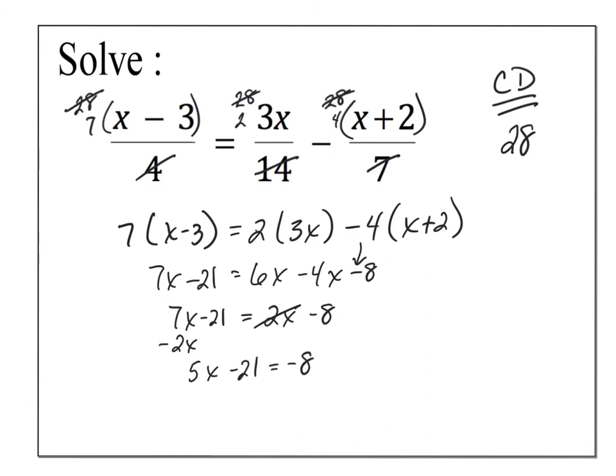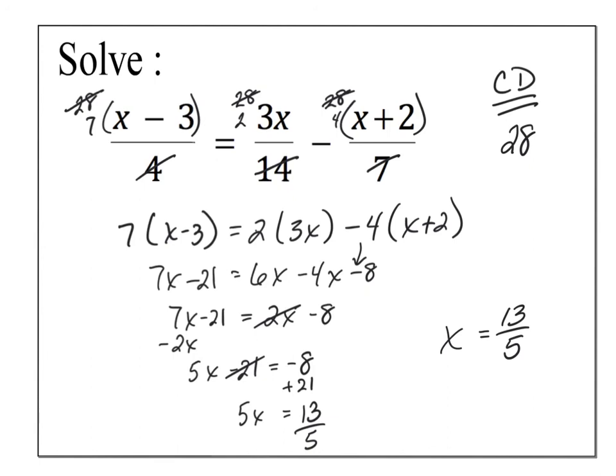Now I can do SADMEP. I see a subtraction, so I can move it over here by addition. And I get 5x equals, what's that, 13? And I could divide by 5, and I get x equals 13 fifths. And we leave it 13 fifths.